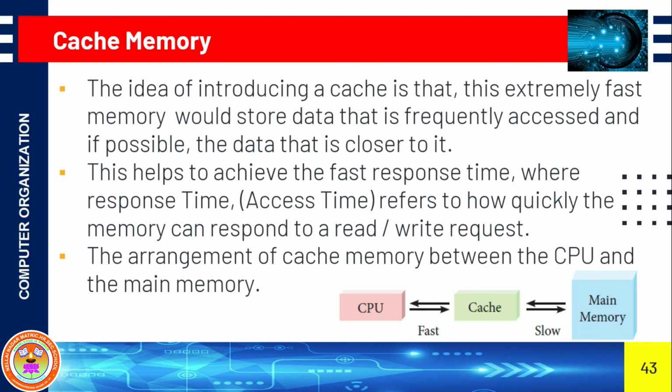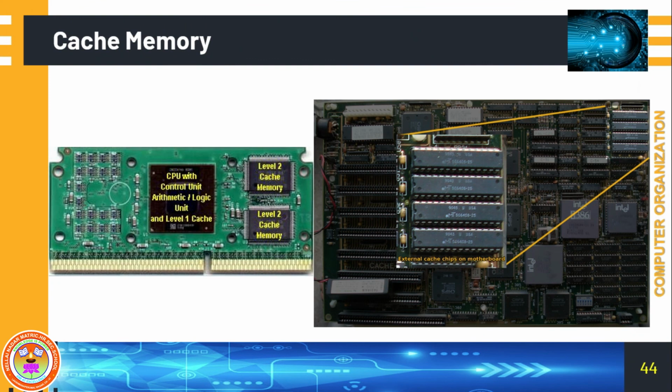The arrangement of cache memory between the CPU and the main memory is shown in this diagrammatic representation. This is the CPU, this is the main memory, and in between, the cache memory performs its action. The data is fetched and sent to the CPU, processed, sent back to the cache memory, and then stored in the main memory. This is the connection between the CPU and main memory. Without cache, all the actions would be performed much more slowly. The time is greatly reduced with cache. That is the important meaning of cache memory.